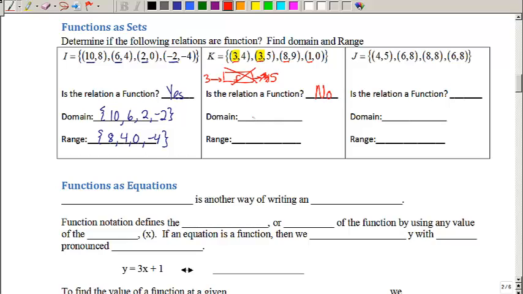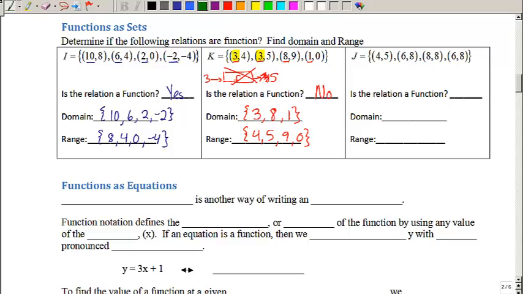Now, just because it's not a function doesn't mean it doesn't have a domain. The domain is just the set of all first elements, or x's: 3, although I don't write it again, 8 and 1. My range is 4, 5, 9, and 0.